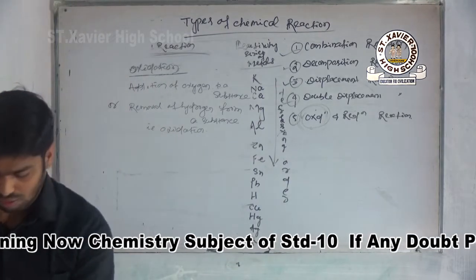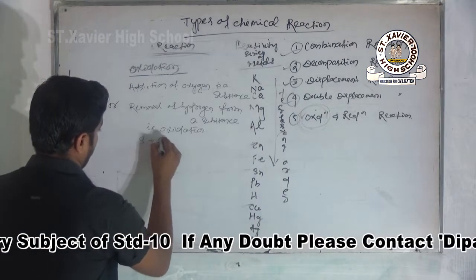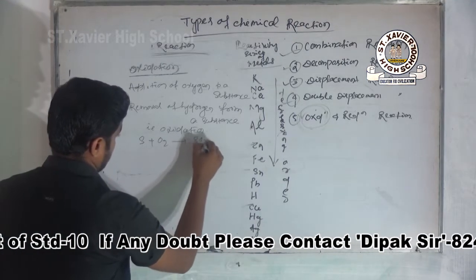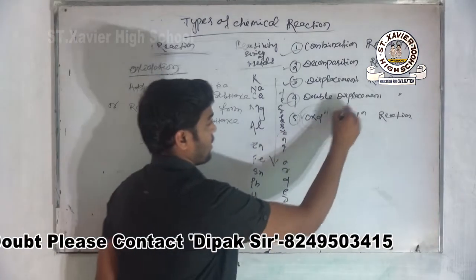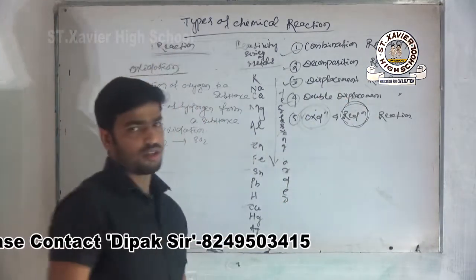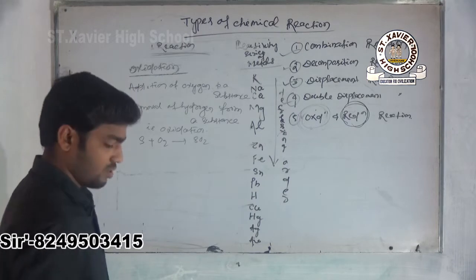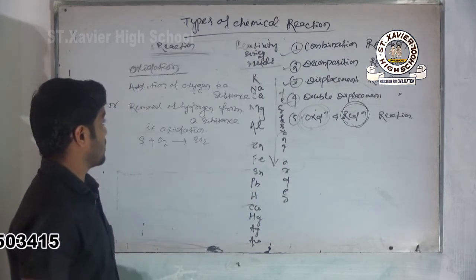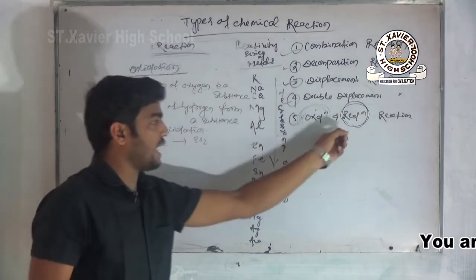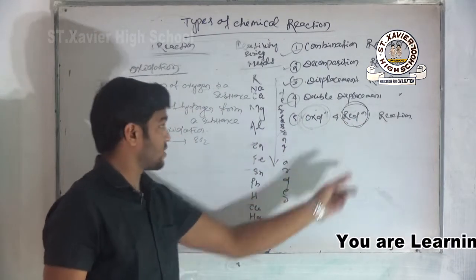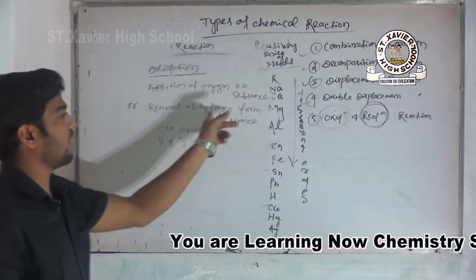So what will be the example? Simple: sulfur plus oxygen gives sulfur dioxide, so that is the example of oxidation. Then comes the second part, that is reduction. Then what is reduction? Reduction is just the opposite of oxidation. Here addition of oxygen or removal of hydrogen takes place, but in reduction the reverse takes place, that is addition of hydrogen or removal of oxygen.